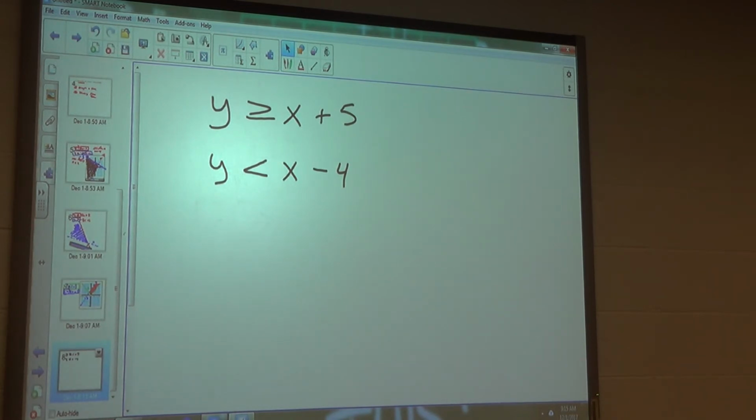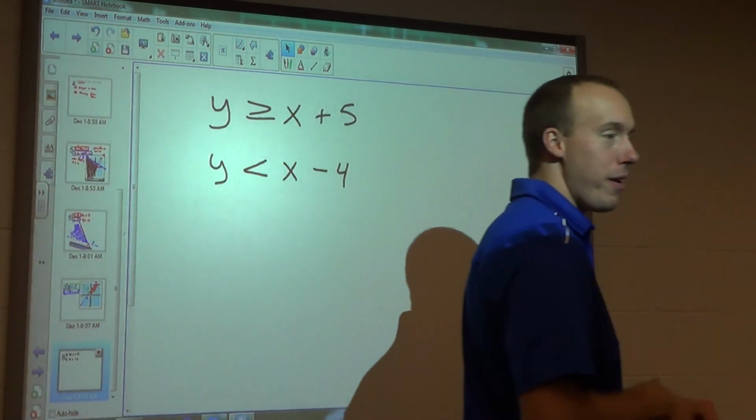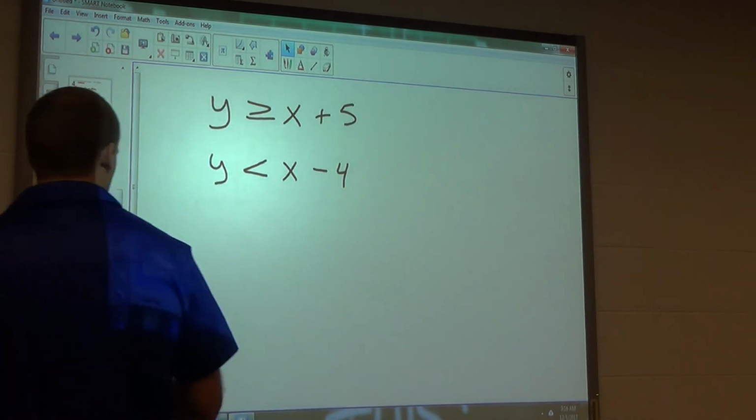Alright, what do you guys notice on this one? What happened? Same slope. Same slope, they're parallel, right? When we shade, we always shade what? Their common crossing points, right? Let's graph this quick, then we'll look at it.